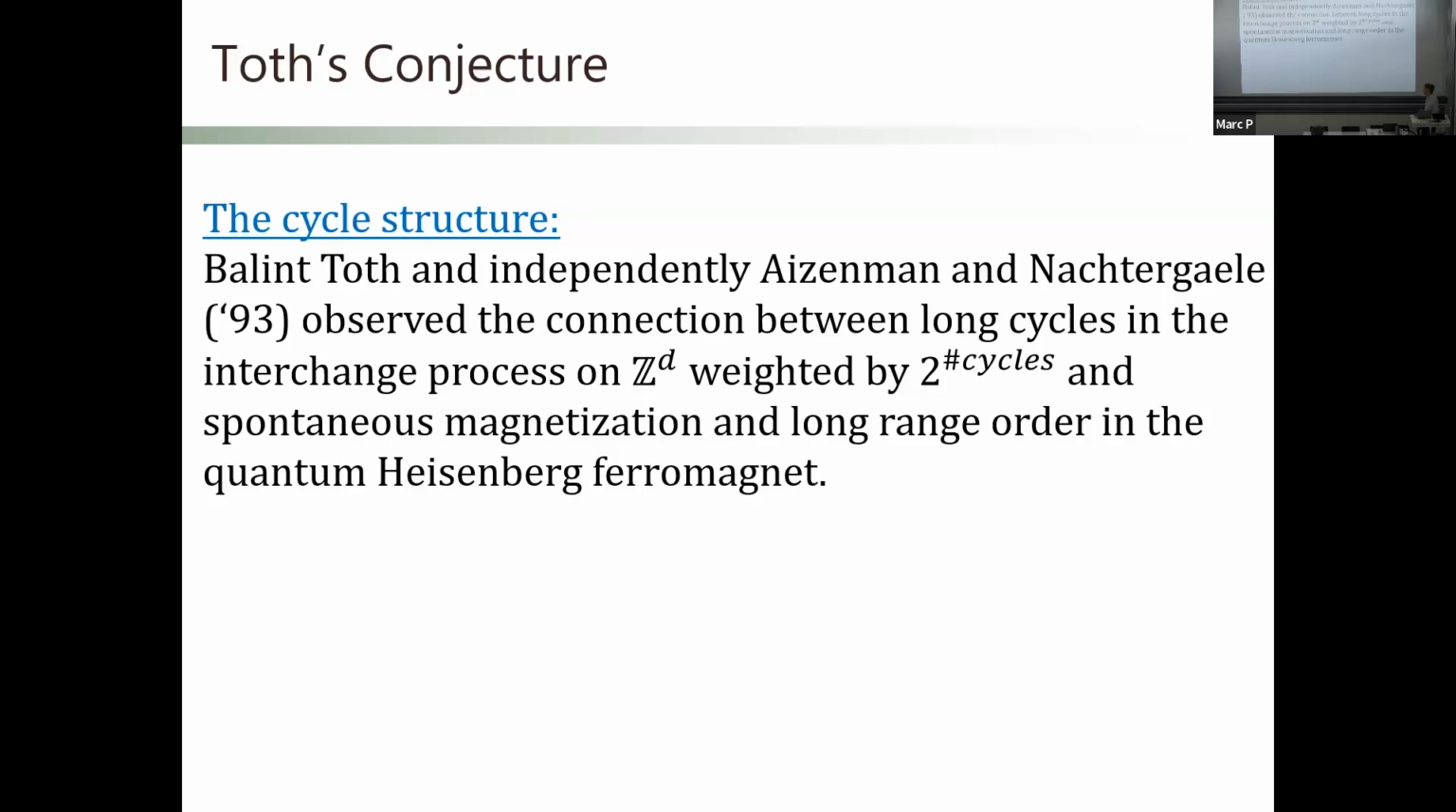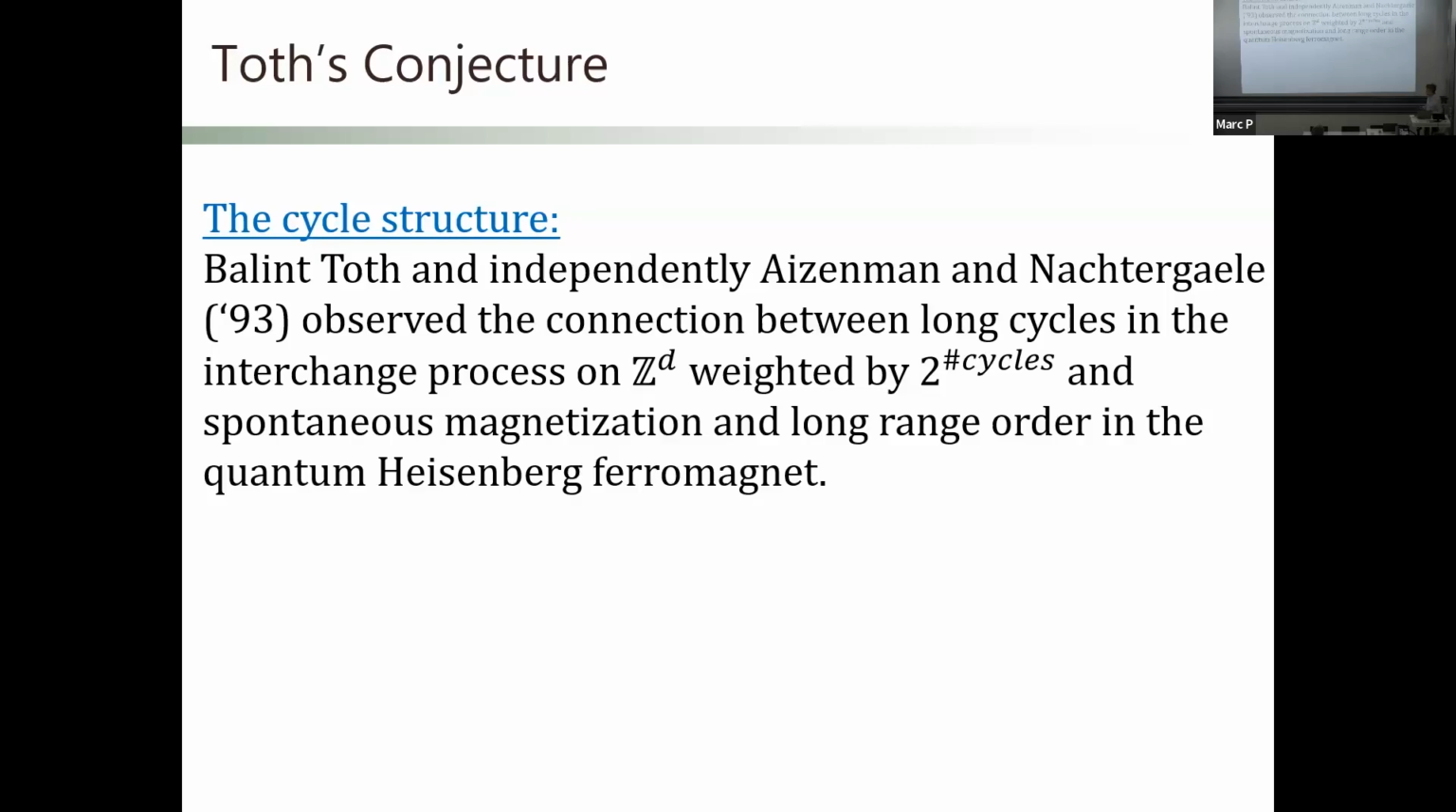Okay, so he made conjectures about how the interchange process behaves, both with and without this extra factor of 2 to the power of the number of cycles. I should say that this is not an unnatural thing to add. If you think about, say, the Ising model, or the random cluster representation of that, going from a percolation configuration to the random cluster model is like taking a reweighting by 2 to the power of the number of connected components. So it behaves a bit like that.